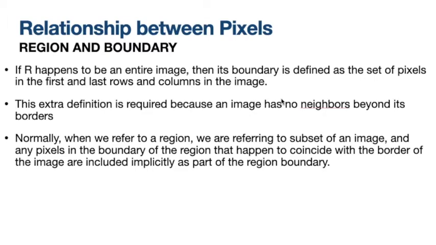And if R happens to be an entire image, then its boundary is defined as the set of pixels in the first and last rows and columns in the image. This extra definition is required because an image has no neighbors beyond its borders. Normally, when we refer to a region, we are referring to a subset of an image, and any pixels in the boundary of the region that happen to coincide with the border of the image are included implicitly as part of the region boundary.